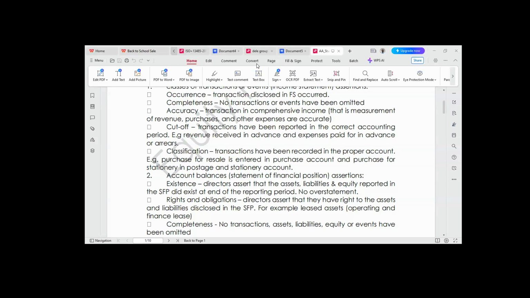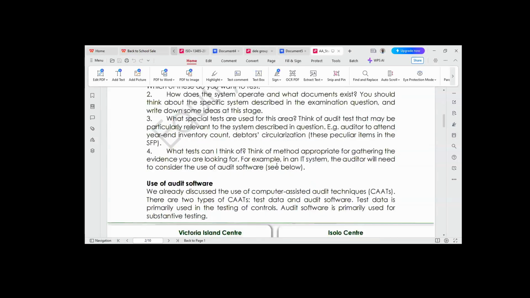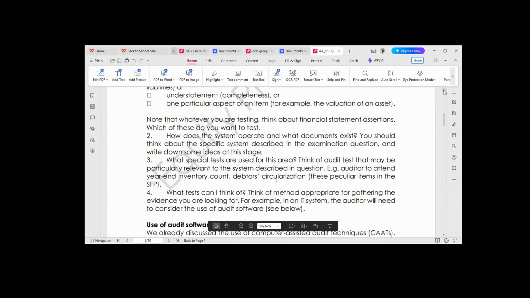Then we'll go to the next one, which is completeness. So for completeness, what we are saying is that, sorry, I'm trying to scroll up so that you can see what I'm talking about.